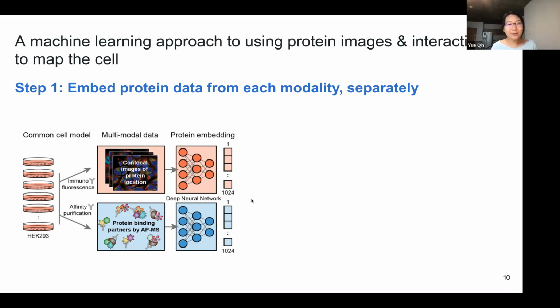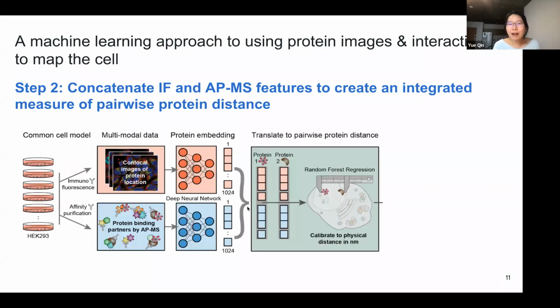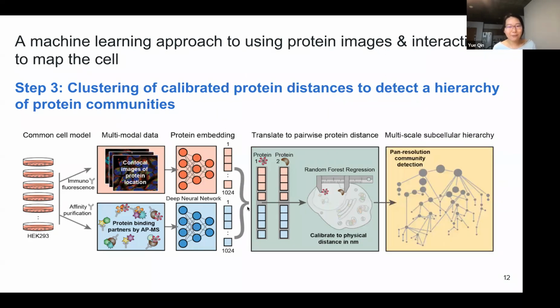Once we have embeddings for proteins, we use a random forest regressor to translate the embeddings of a pair of proteins into a general measure of protein-protein distance. And once we have protein-protein distances for every pair of proteins, we apply pan-resolution community detection to assemble a multi-scale integrated cell.